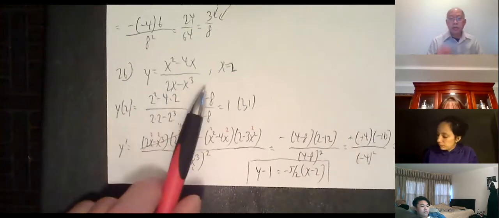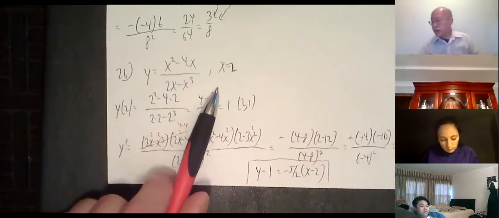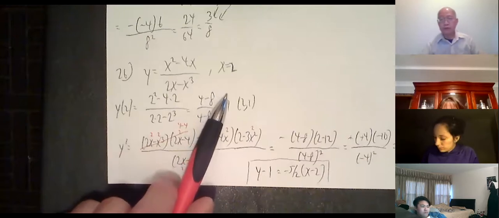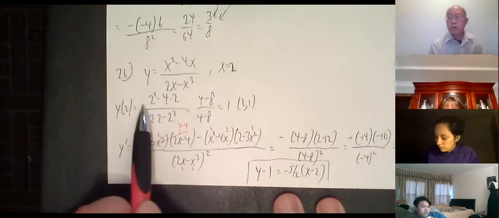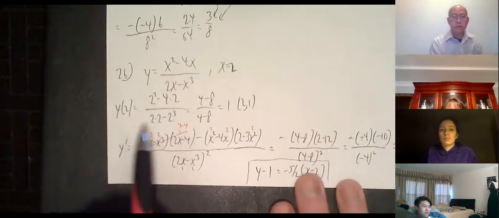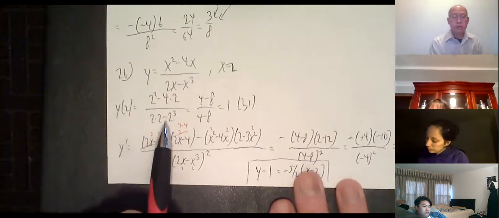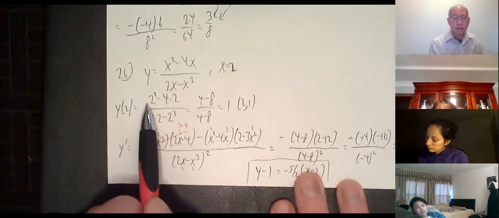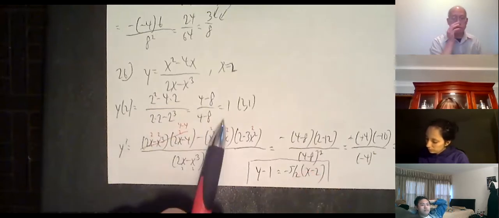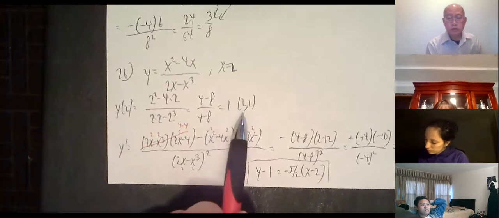So here's the function, and we're at x equals 2. Now again, they do not give me the y value, so I have to figure out the y value. So I plug in 2. 2 squared minus 4 times 2 over 2 times 2 minus 2 cubed. That comes out to be 4 minus 8 divided by 4 minus 8. Anything divided by itself is 1. So I have 2 comma 1.